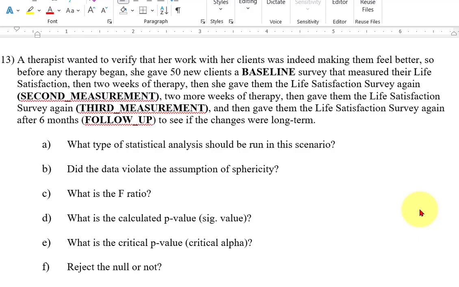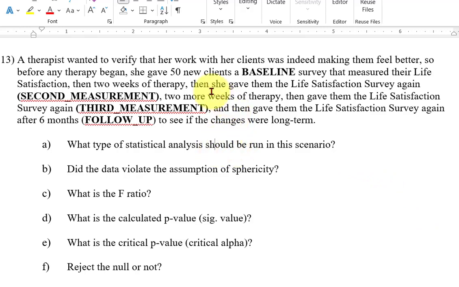to the second one. And then later, after 2 more weeks of therapy, so after 4 weeks of therapy, she gave them a third measurement of life satisfaction. And then 6 months later, she wanted to do what we call a follow-up to see if their life satisfaction scores, if they went up, if they stayed up after 6 months. So that is a within group ANOVA or repeated measures ANOVA.